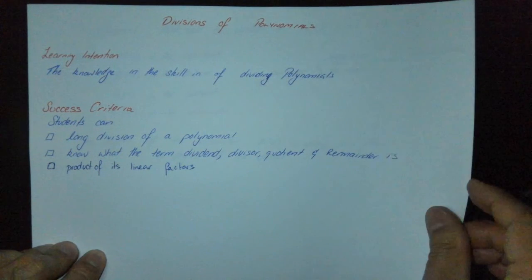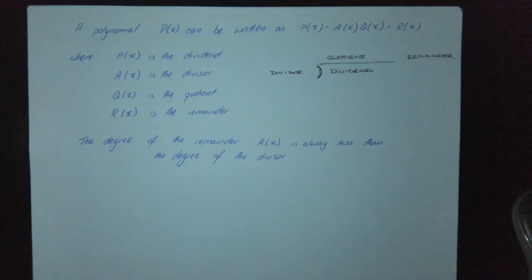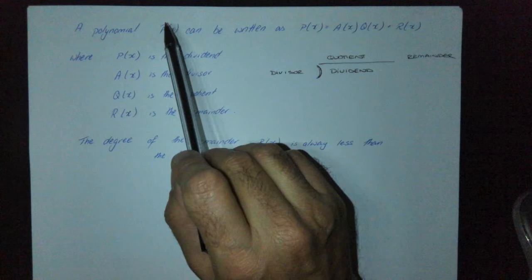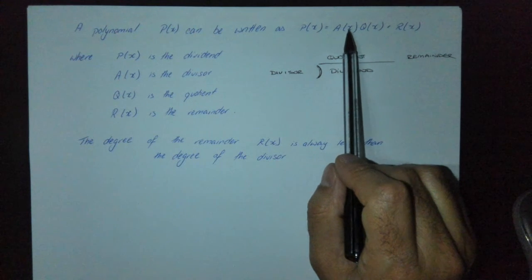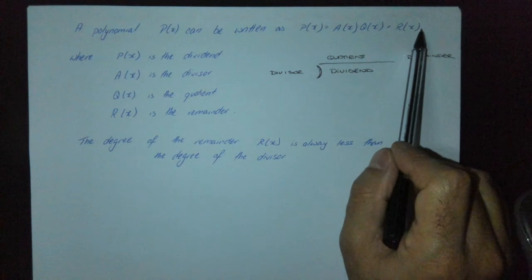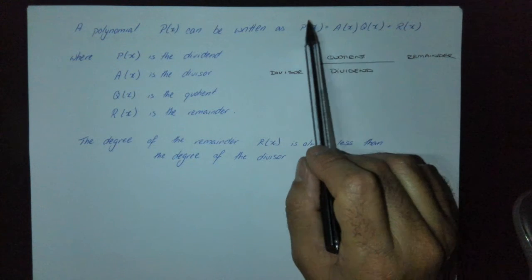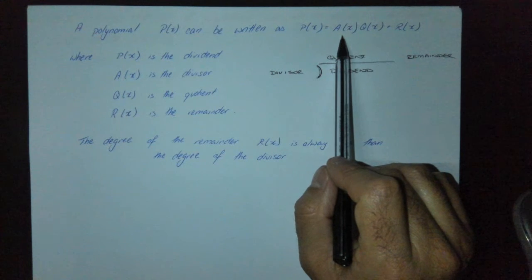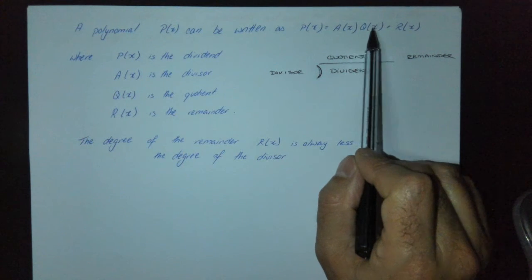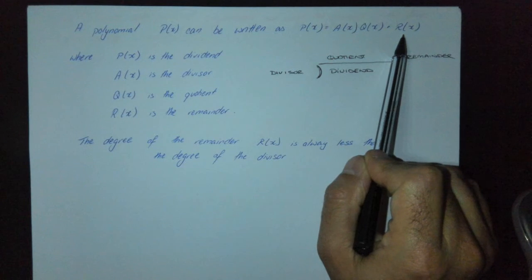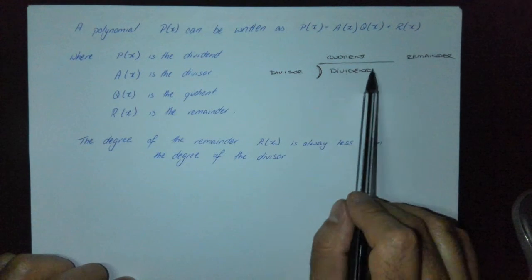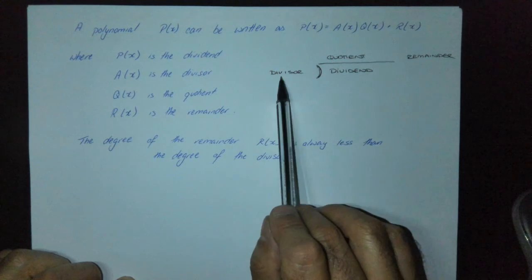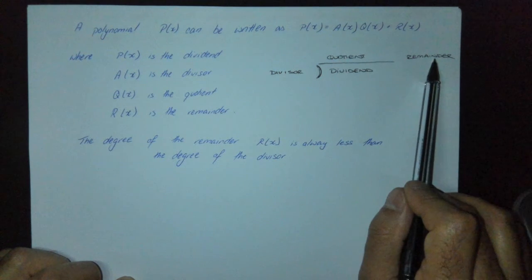Okay, so let us start. So we have a polynomial, it's p of x. This polynomial can be written as a of x times q of x plus r of x, where p of x is the dividend, a of x is the divisor, q of x is the quotient, and r of x is the remainder. So if you did long division, p of x will be the dividend, and it's a product of its divisor with its quotient plus the remainder.